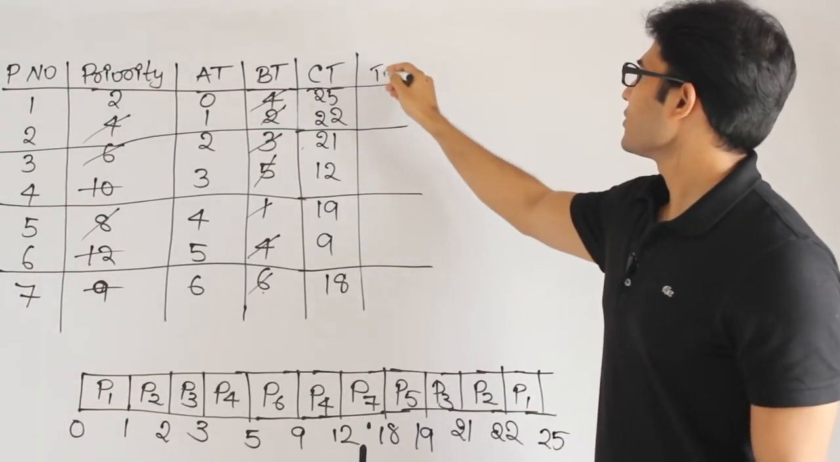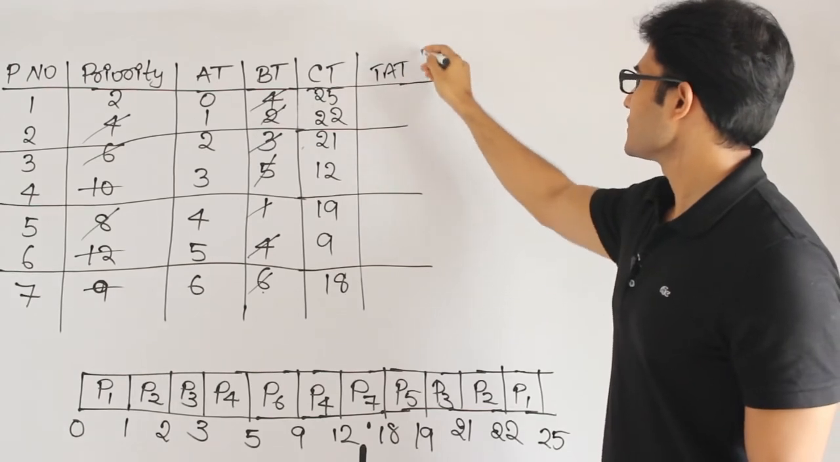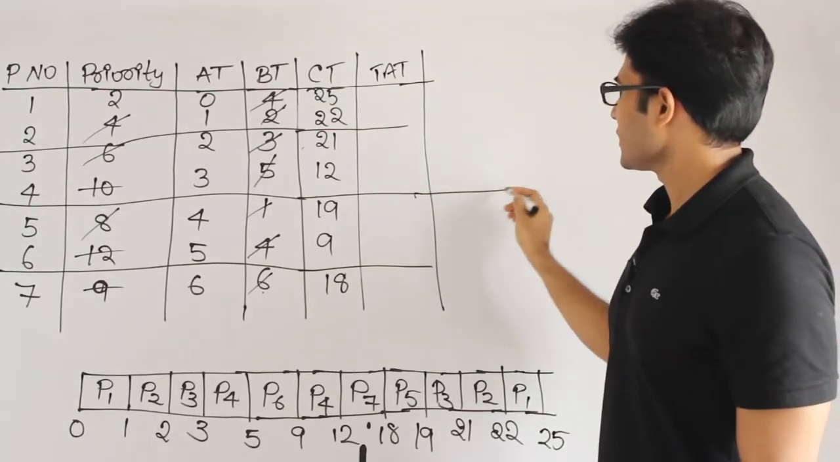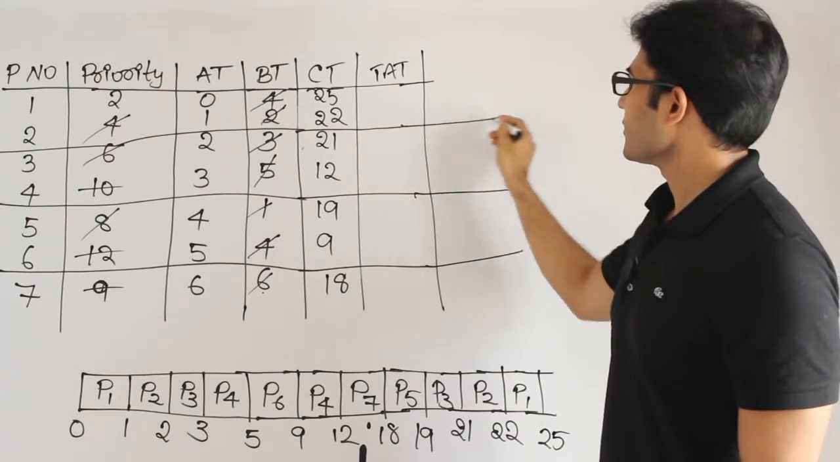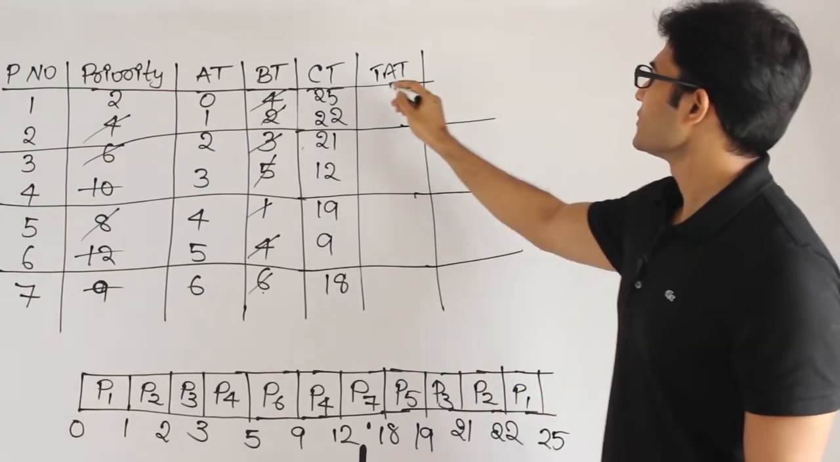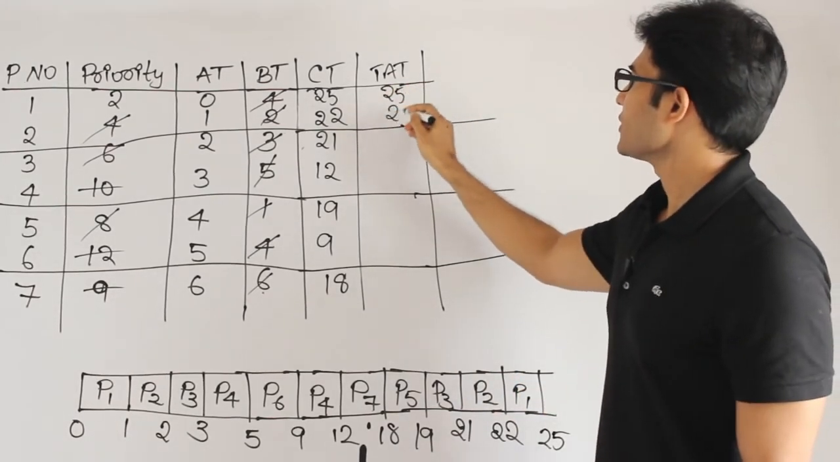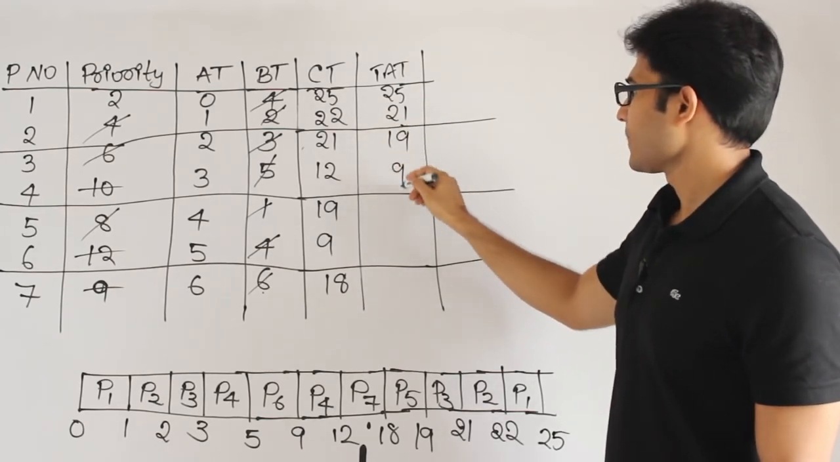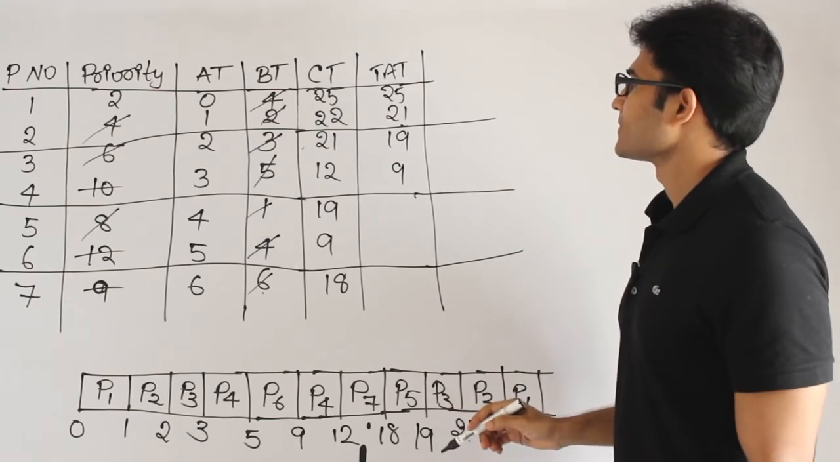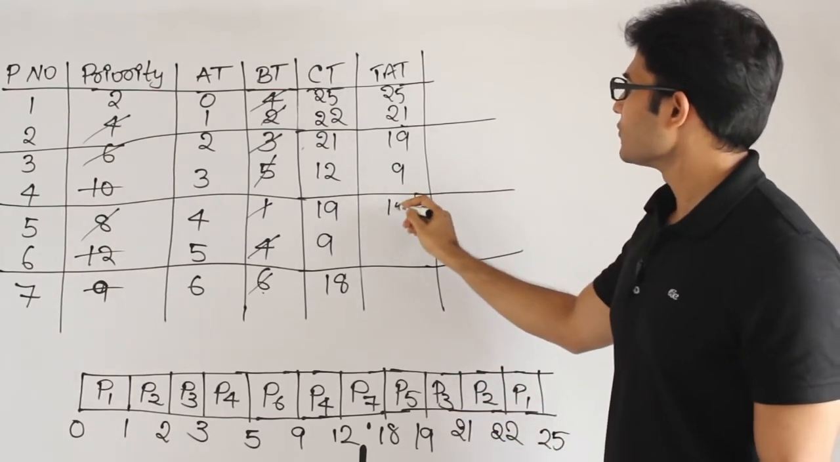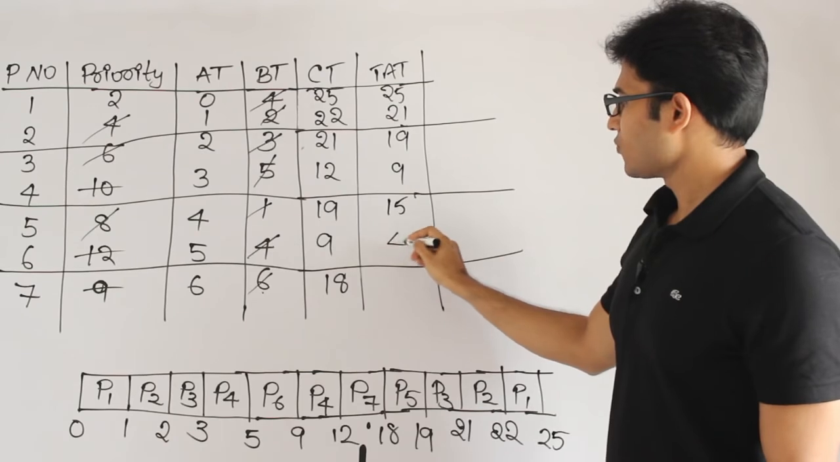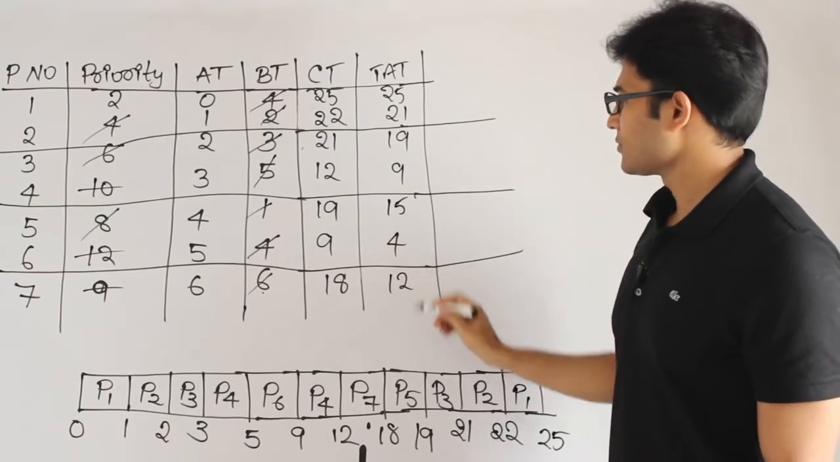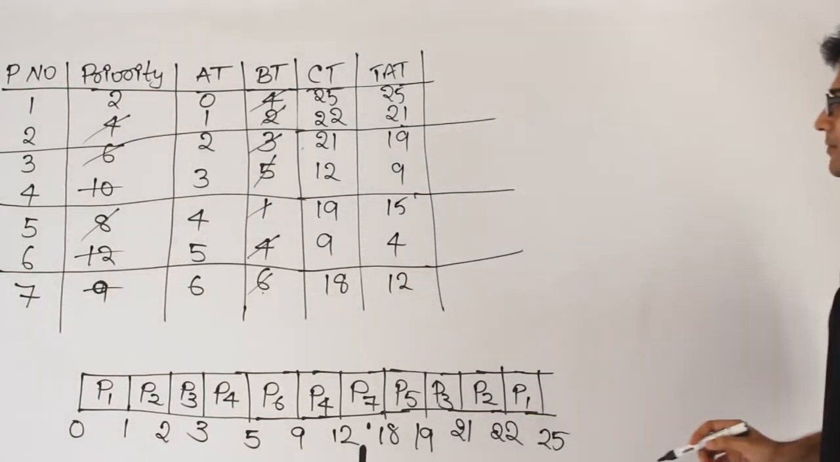And after that you can find out the turnaround time. Turnaround time is difference of these two, right? Completion time minus arrival time. So here it is 25, 21, 19, 9, right? And what about this 15, and what about this 4, and what about this 12, right? Completion time minus arrival time. Fine.